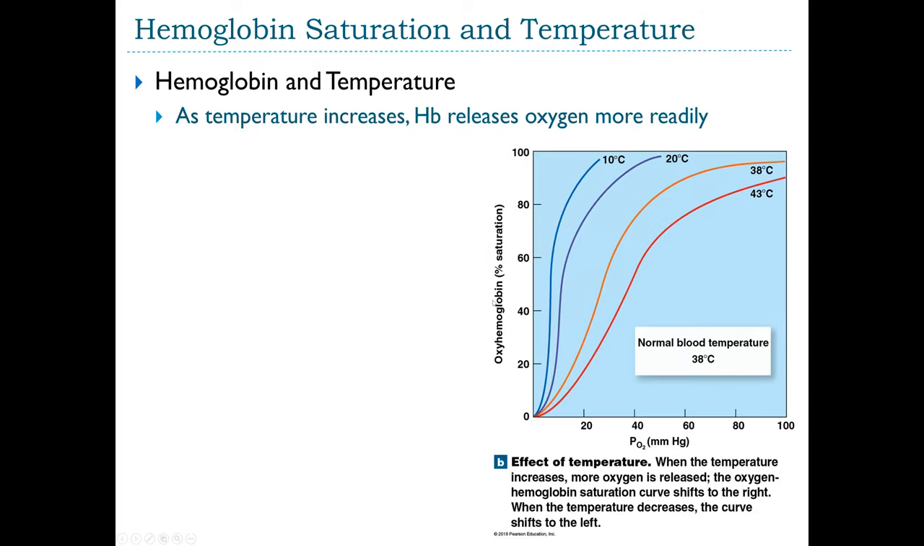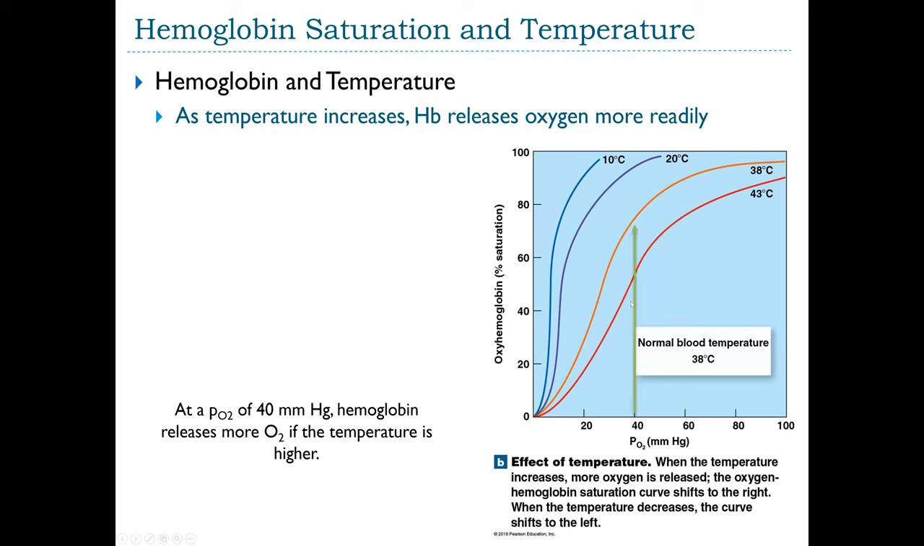All right, so now let's look at the hemoglobin saturation and temperature. So as temperature increases, hemoglobin also releases oxygen more readily. And so normal blood temperature, as we covered before, is 38 degrees Celsius. So the orange line here represents the normal condition. So again, let's take a look at what is going on when we have a partial pressure of 40 millimeters mercury of oxygen. So let's draw a line straight up from the 40 here.